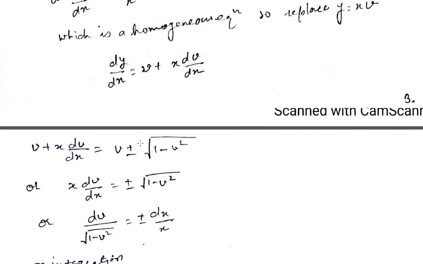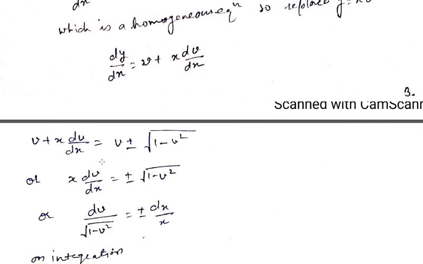We get v plus x dv upon dx is equals to v plus minus square root of 1 minus v square. Or we can rewrite it as x dv upon dx. These both v we cancel out. So x dv upon dx is equals to plus minus square root 1 minus v square. Or we can rewrite it as dv upon square root 1 minus v square is equals to plus minus dx upon x. Now from here we are to integrate it.